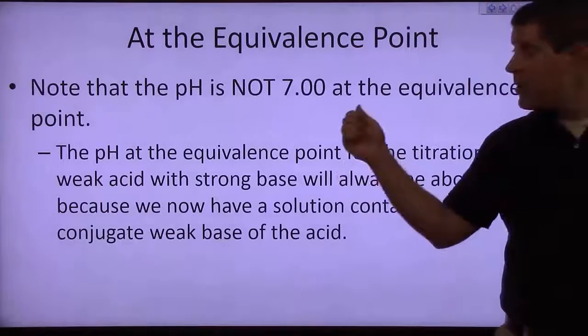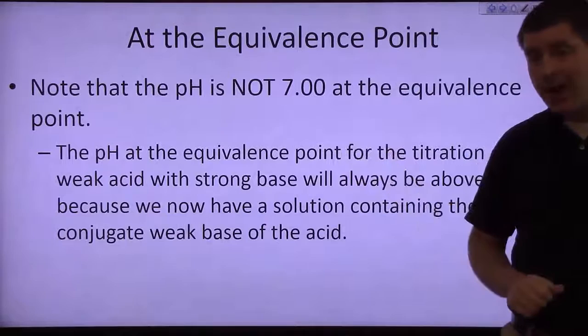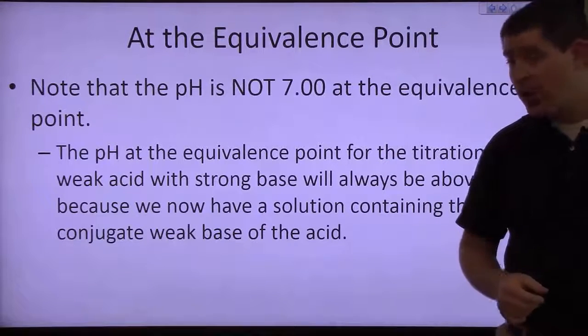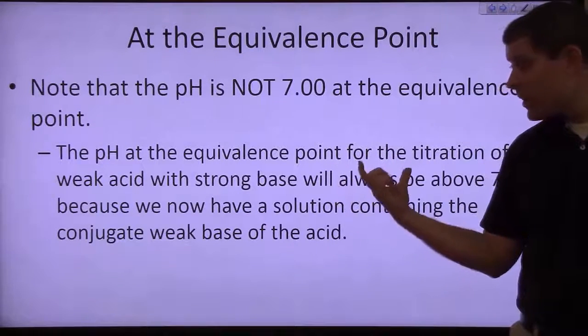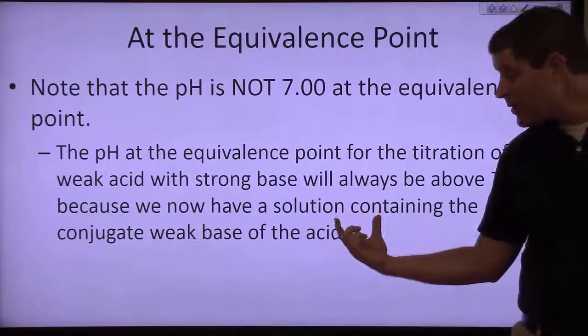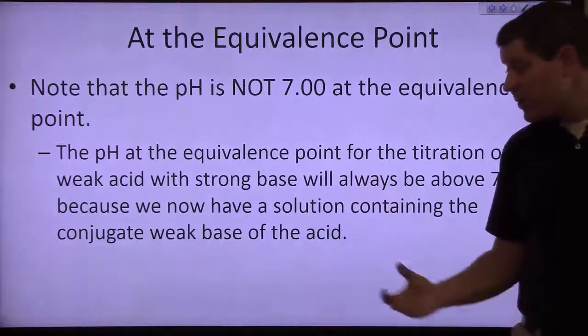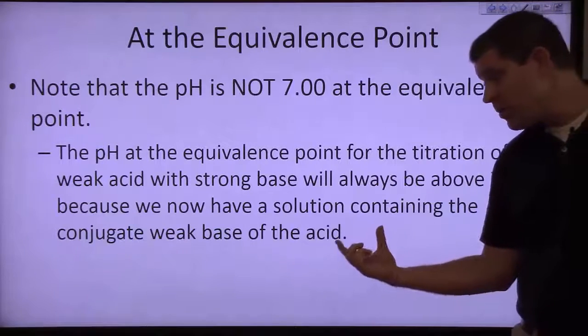Now note that the pH is not 7.00 at the equivalence point. It was 9.25. Now, the pH at the equivalence point for the titration of a weak acid with a strong base will always be above 7 because we now have a solution that contains the conjugate weak base of our acid.